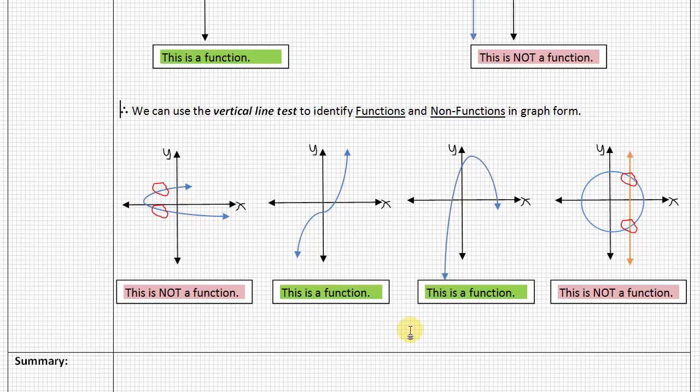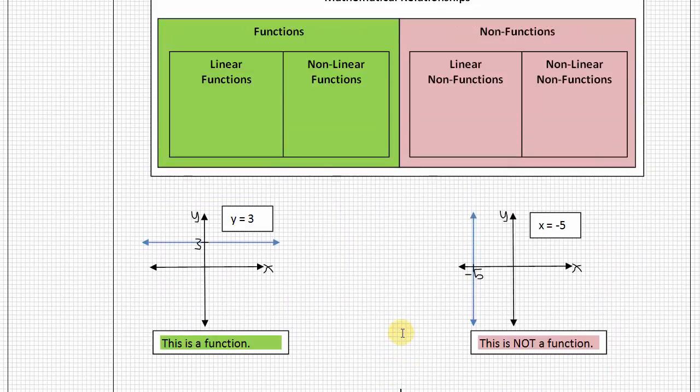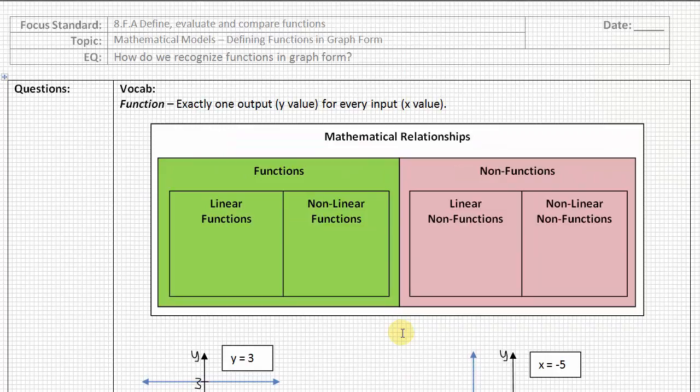So that's going to conclude our lesson for today on recognizing functions in their graph form. Please go ahead and make sure that your notes are complete and come ready to practice this more in class.